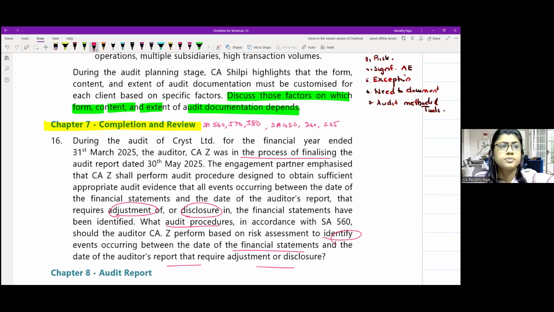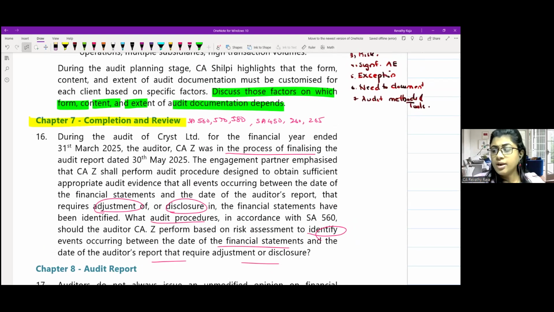Easy only. Don't show the law of diminishing marginal utility. Come on. SA 560. In 560, there are 3 timings. First timing is between FS and audit report. Second, after audit report, before issue. Third, after issue of report to users. See, they say very clearly, it is only in the process of finalizing. So first, between FS and audit report.